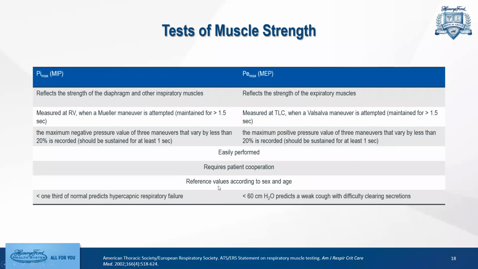You have reference values that are adjusted according to age and sex and height. So a couple of important pieces of information. If PImax is less than 1/3 of normal, it predicts hypercapnic respiratory failure. PEmax less than 60 centimeters of water predicts a weak cough with difficulty in clearing secretions.